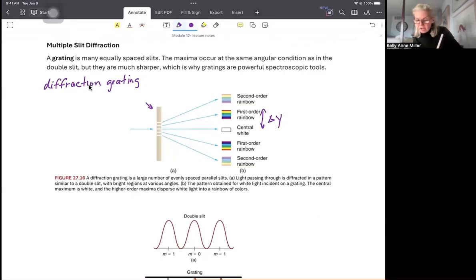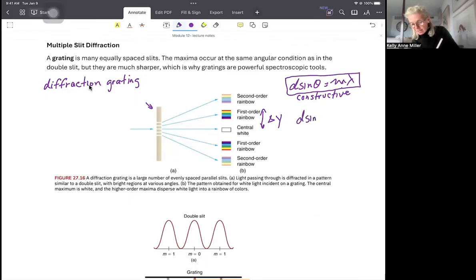Like d sine theta equals m lambda for constructive. So the bright fringes are going to appear at this condition here, just the same as the double slit, and d sine theta equals m plus one half lambda is the same for the destructive. The equations are the same. Okay. It's just that you get this kind of separation.